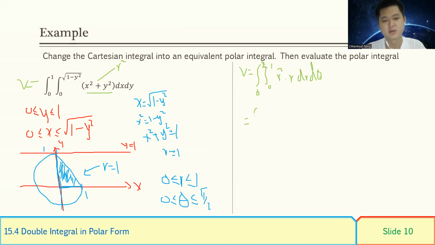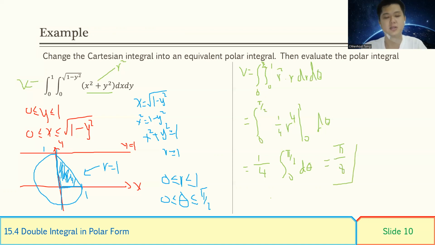So you're able to do this quickly, from 0 to pi over 2. The integration of r cubed is 1 over 4 r to the power of 4 from 0 to 1, d theta. And this one is just 1 over 4. So the integration from 0 to pi over 2 of d theta is just pi over 2. So our answer is pi over 8. So this is one example of how you do it.